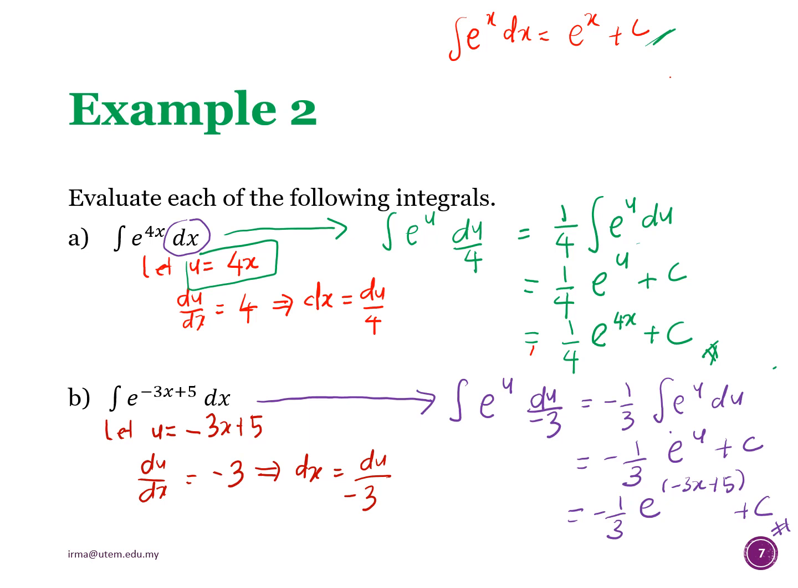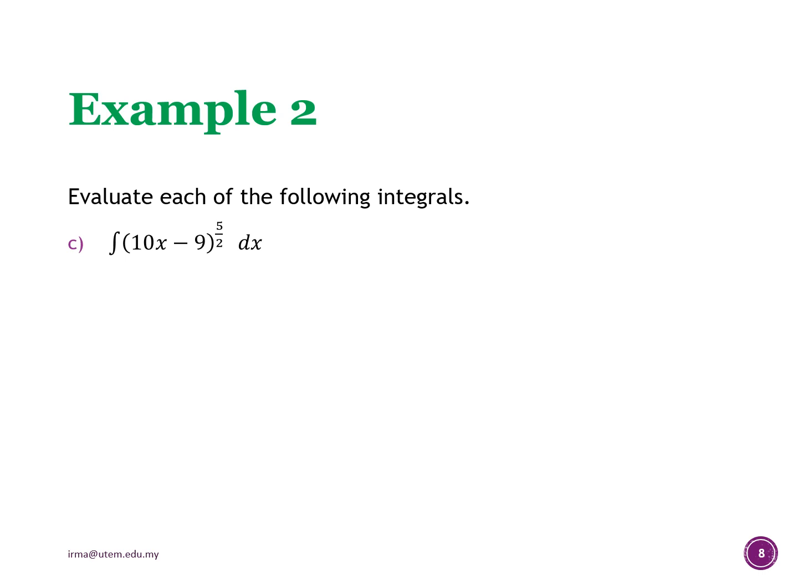Okay, let's move to another example. Evaluate each of the following integrals. Okay, so C, the function that you need to integrate is 10x minus 9 to the power of 5 over 2. So this one you cannot use direct integration. You cannot expand the powers because the power is 5 over 2. If you have squared, then you can expand it. But this is 5 over 2. So how to solve this?